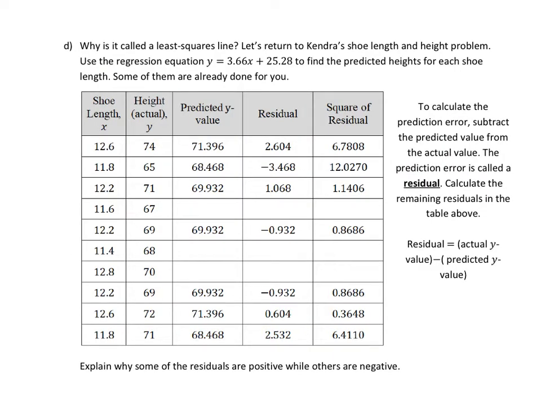So why is it called a least squares line? Let's return to Kendra's shoe length and height problem. Use the regression equation y equals 3.66x plus 25.28 to find the predicted heights for each shoe length. Some of them are already done for you. So the ones that we're missing are right here. We have no predicted value for a shoe length of 11.6, 11.4, and 12.8. So off to the side somewhere, let's go ahead and plug those values in for x.